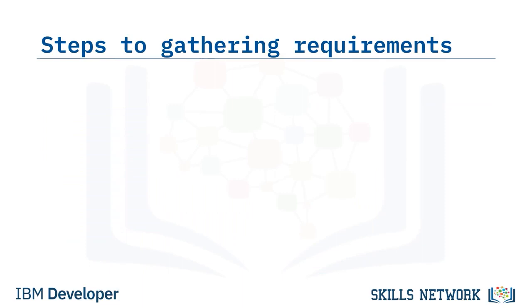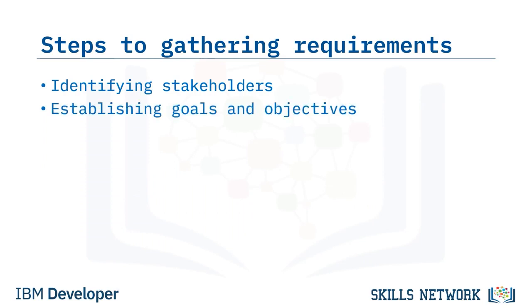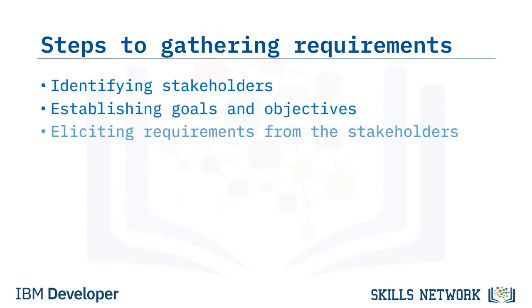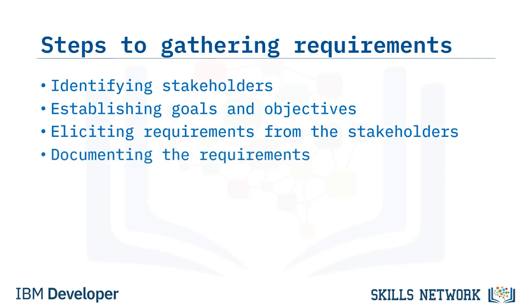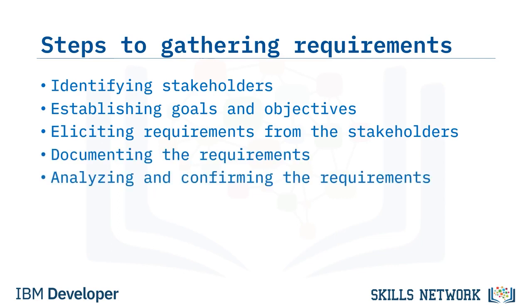Requirement gathering is a 6-step process of defining a problem to be solved and documenting how to go about solving that problem. These steps include identifying stakeholders, establishing goals and objectives, eliciting requirements from the stakeholders, documenting the requirements, analyzing and confirming the requirements, and prioritizing.